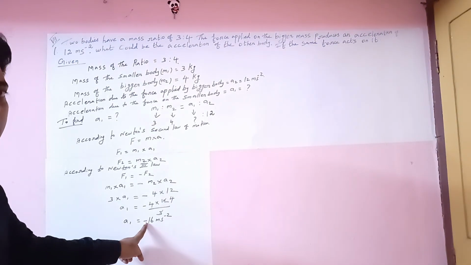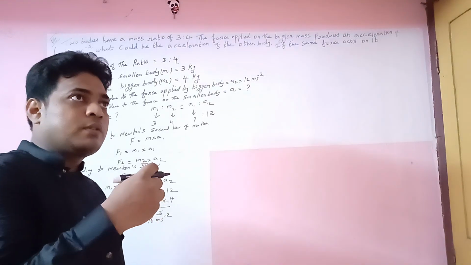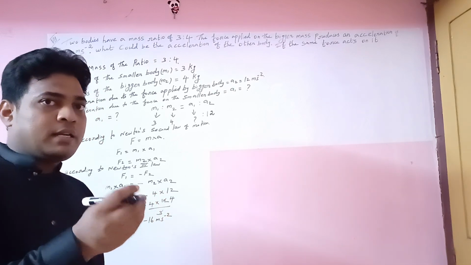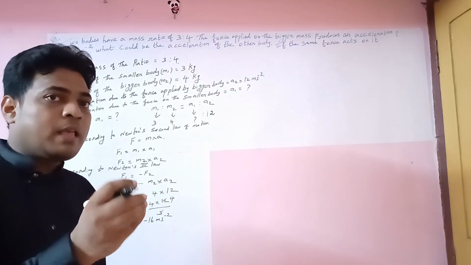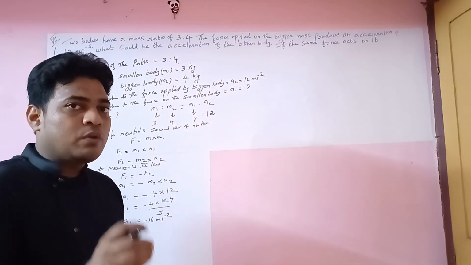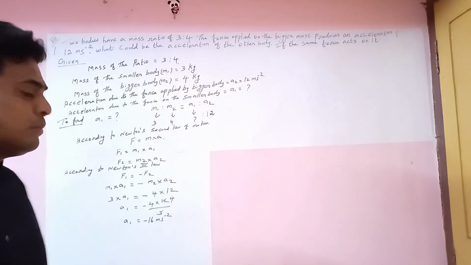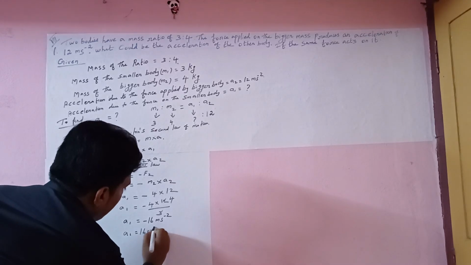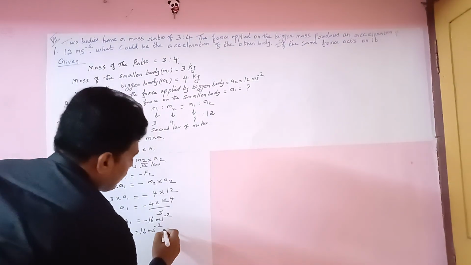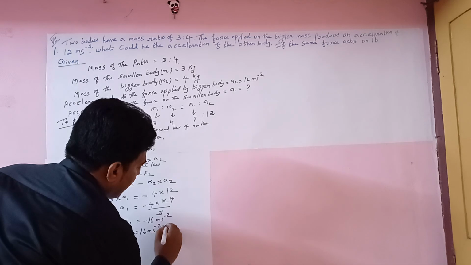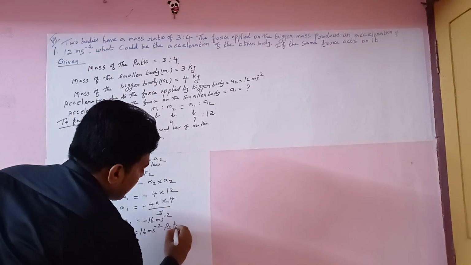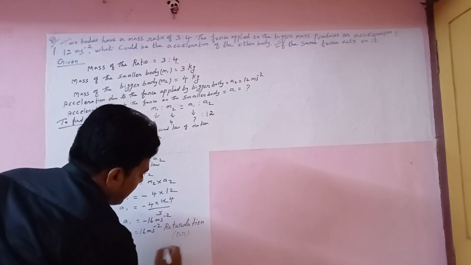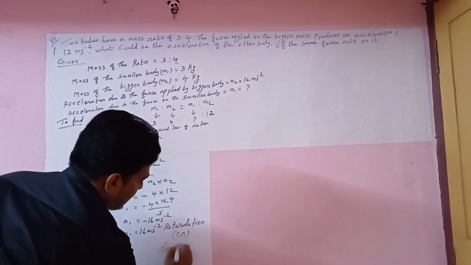We have to neglect the minus symbol. How is it possible? Because we studied in the lower classes, from the 9th standard, what a negative acceleration is. It is called retardation or deceleration. So note it down: A1 equal to 16 ms power minus 2, because the negative indicates retardation or deceleration.